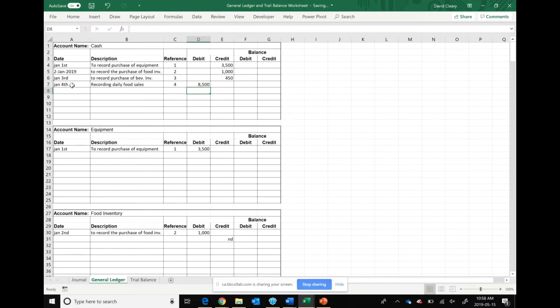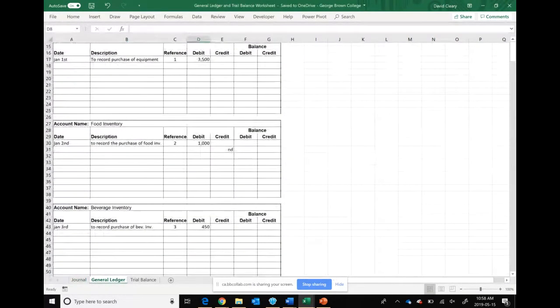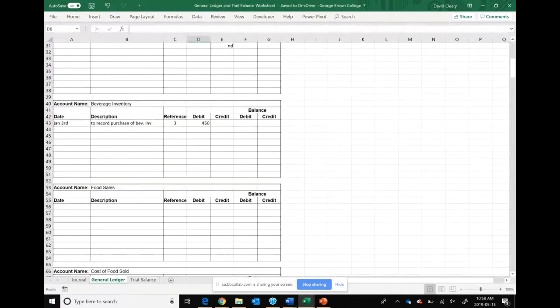Perfect. Now we go back to our journal. The second item in this transaction was we credited food sales by the same amount, 8,500. Same transaction number, same date. So we're going to go find our food sales or food revenue. Where is it here? Food sales. It was January 4. There we go.